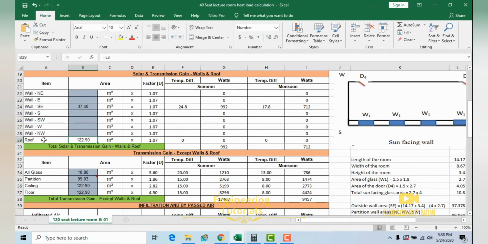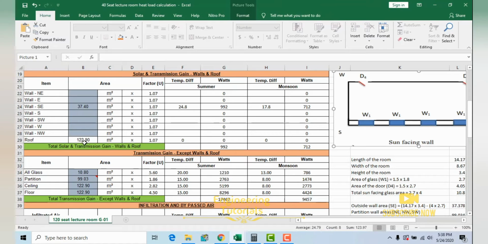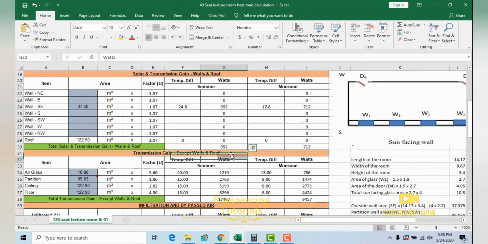So roof, since we have this area or space on the ground floor and the space above this room is conditioned, that's why we have roof load 0. So the southeast wall total, the solar and transmission gain, is 992 for summer and 712 for monsoon.